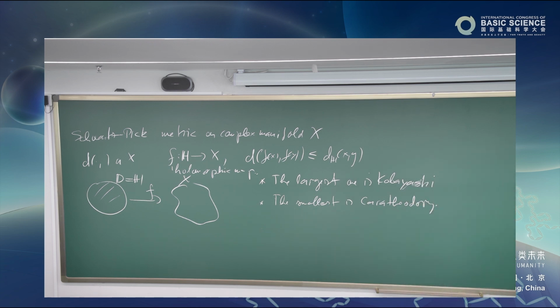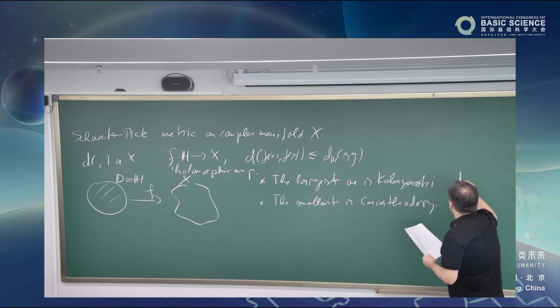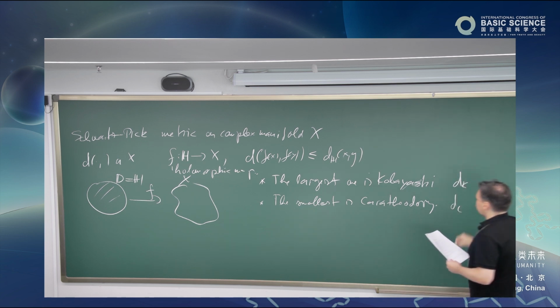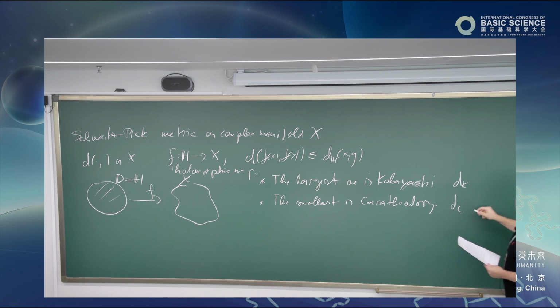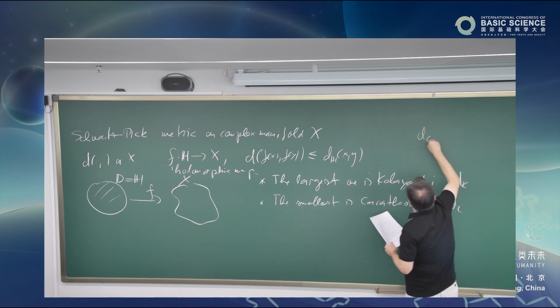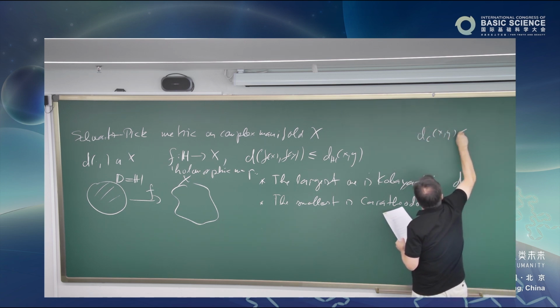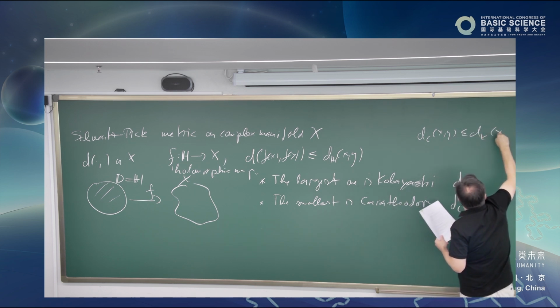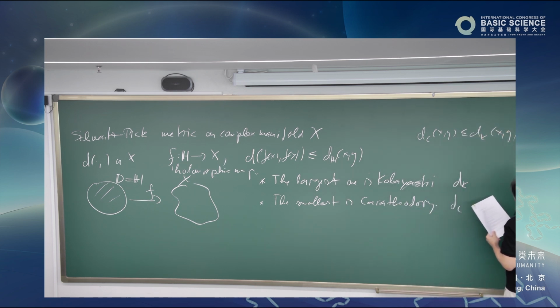So I just want to say that we will refer to this metric as dK, and this as dC. And by definition, dC of x, y is less than or equal to dK of x, y on X, where x, y are in X.